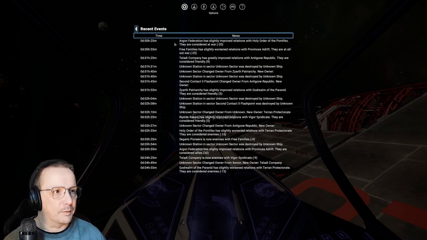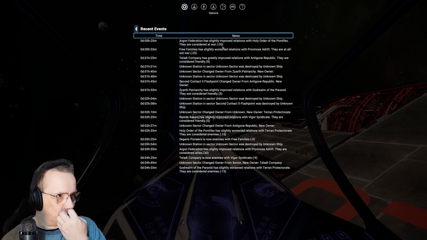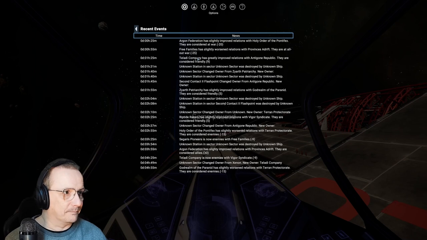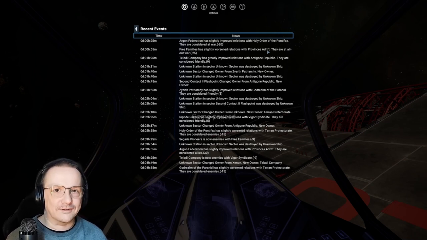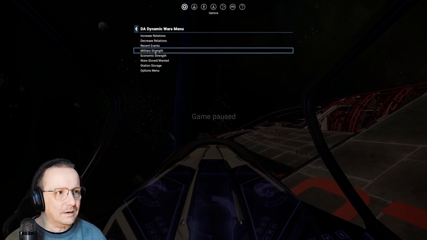And the most recent: Argon Federation has slightly improved relations with Holy Order, which is weird because they are at war. So they are considered at war, -20. They must have been more than -20. It's weird that Pioneers Adrift is even in this list because they haven't been activated in my save yet. They are behind the inactive gate. So how do they have relations with these other factions? I don't know.